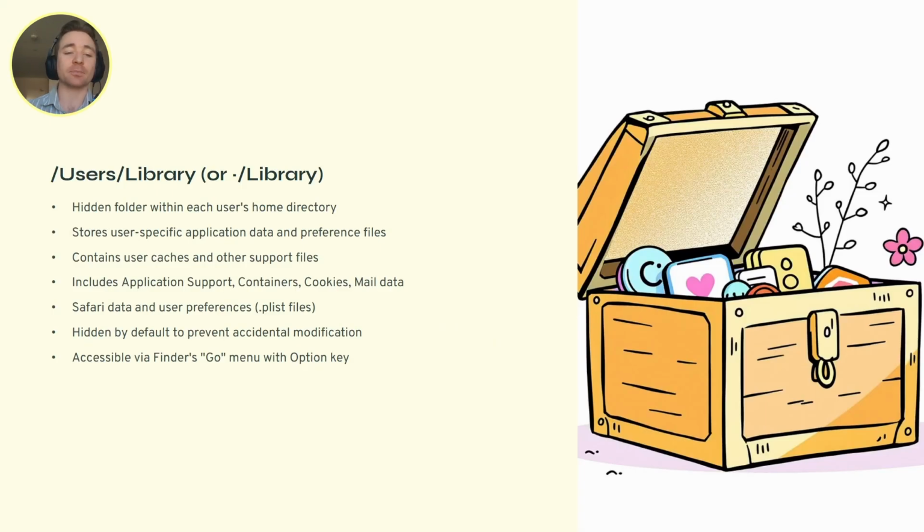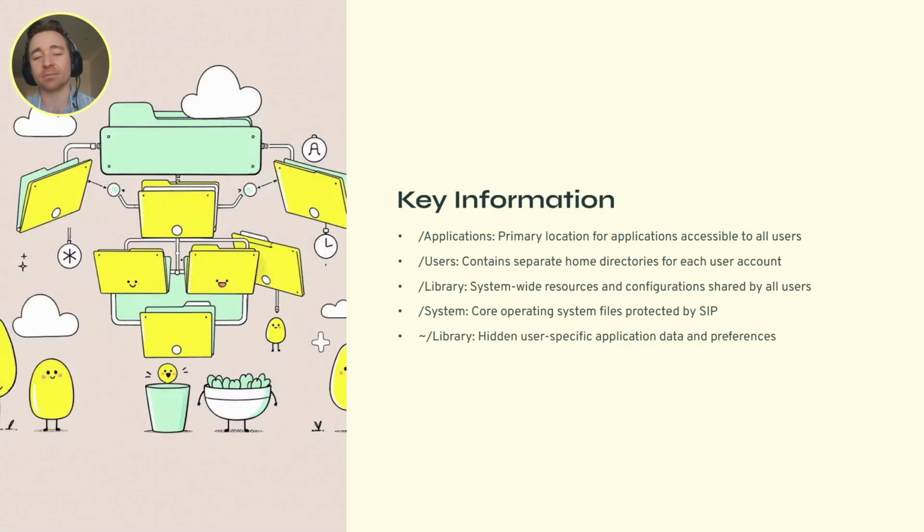All right. Now, Users/Library, or ~/Library, is a hidden folder within each user's home directory. It stores user-specific application data and preference files. It contains user caches and other support files. So you've got Safari data and user preferences. The fact that it is hidden by default is there because they want to prevent accidental modification. So again, really, just know about this, but you don't have to touch it, okay?